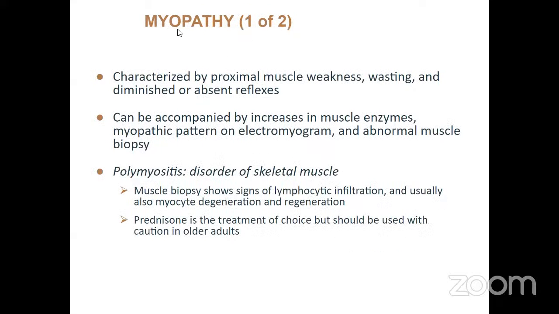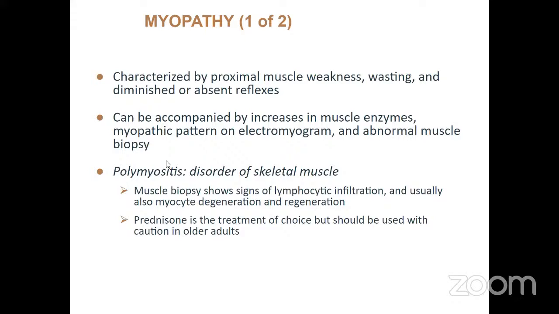Okay. Now it comes to the latter part, that is myopathy. It is a disease of the muscles, characterized by proximal muscle weakness, wasting, and hyporeflexia. We can diagnose it with the help of muscle enzymes, which increase, like creatine kinase and aldolase. And we diagnose with the help of electromyogram, which will show a myopathic pattern, and abnormal muscle biopsy.